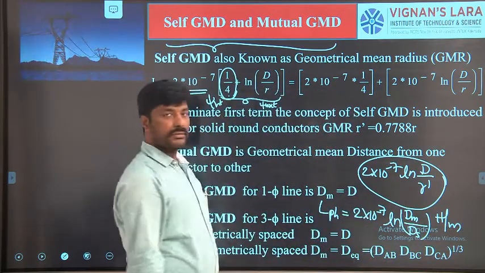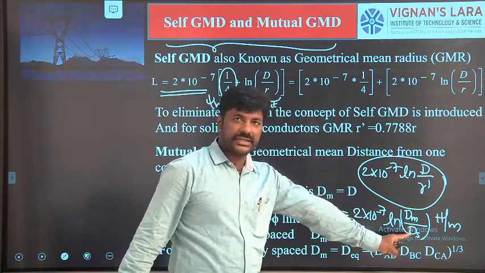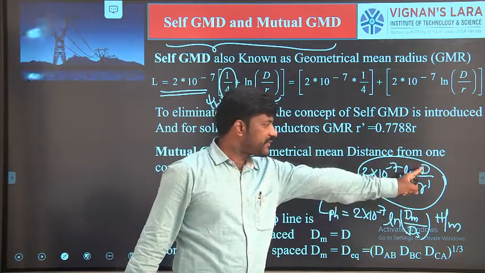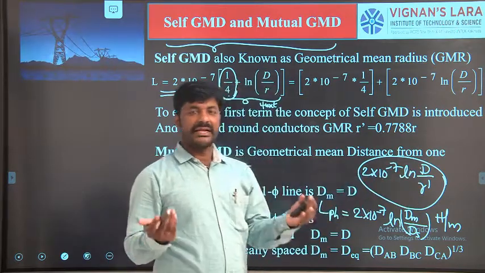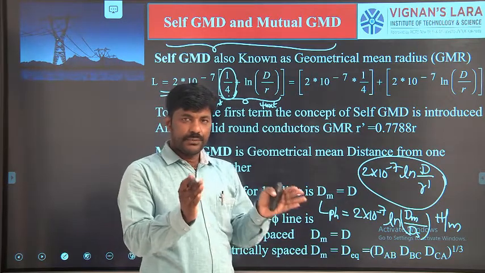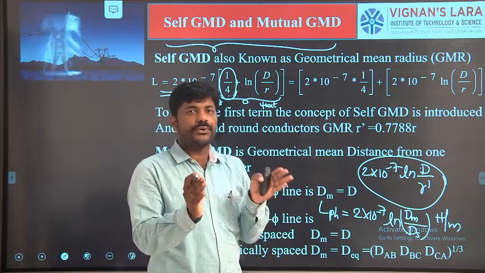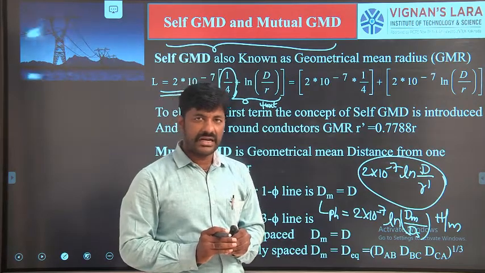So in some textbooks you can observe this type of notation, dm and ds, instead of d and r dash. What is d in our general usage? D is nothing but the spacing between the conductors, that is, the mutual distance between any two different conductors, called the mutual distance or D.